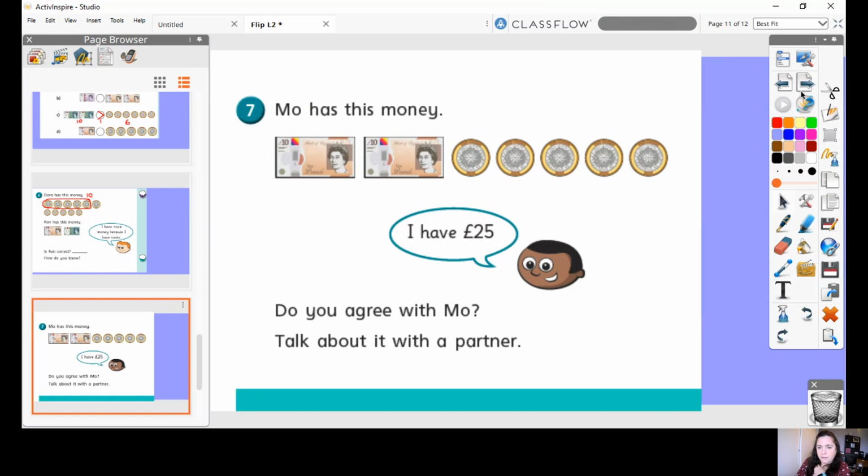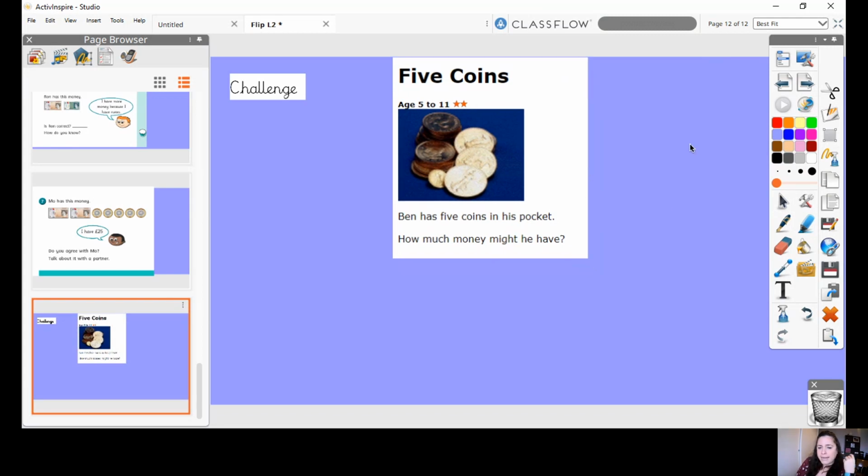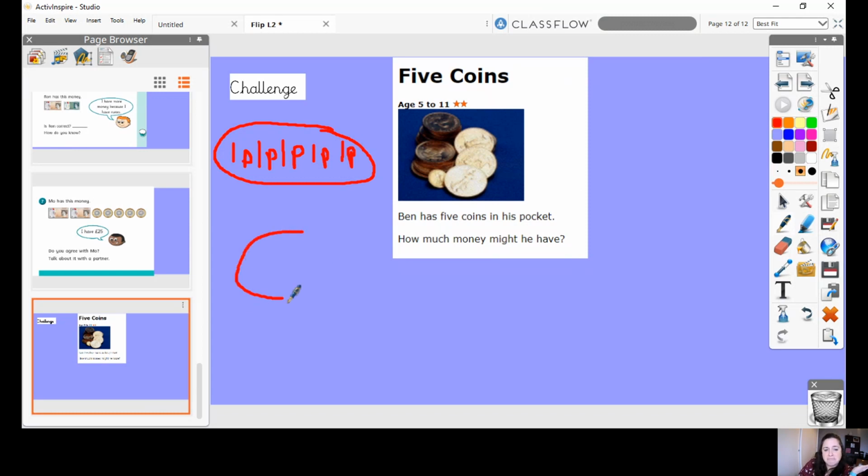Now, if you have zoomed through this, I'm going to set you a little challenge. You can just do this on another piece of paper. It's called 5 coins. Ben has 5 coins in his pocket. How much money might he have? Well, he might have 5 1p coins. 1p, 1p, 1p, 1p, 1p. There's his wallet. 1, 2, 3, 4, 5. There we go.